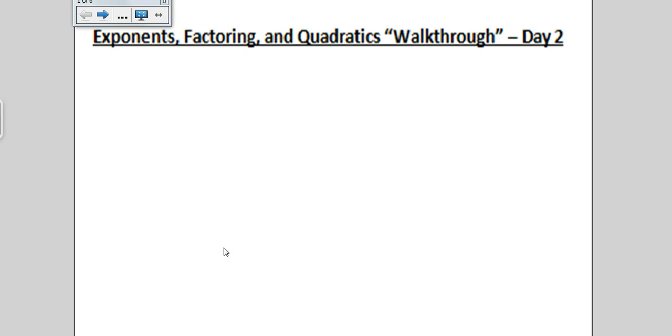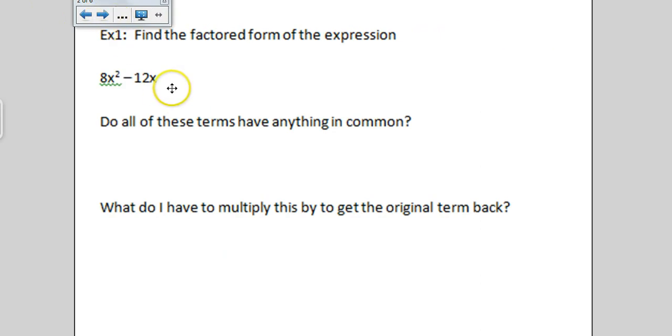Okay, our next lesson is going to cover the concepts on exponents, factoring, and quadratics walkthrough, but day 2. So make sure you are on the right part of the notes. This is day 2. And the first concept we're going to look at is factoring some quadratics.